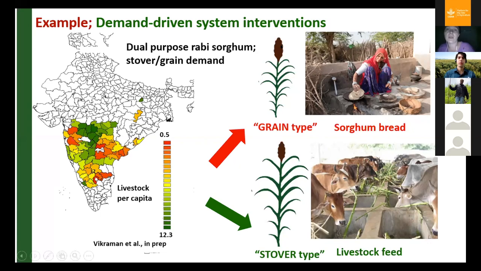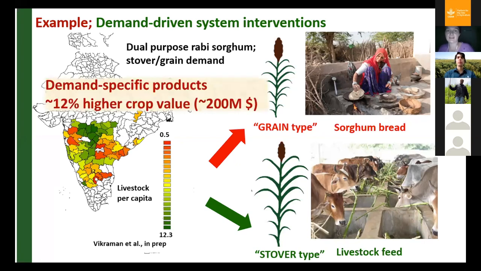What we know is that since this is a dual purpose crop, in some regions people may need more of the grain, and in others they may need more of the stover. So what would happen if we had these two types of crop precisely targeted in those greenish or reddish areas rather than one crop type? Eureka, that is $200 million in the pockets of the farmers, just accounting for the different demand for different crop products. So I think this is definitely the positive way forward, which we need to follow.